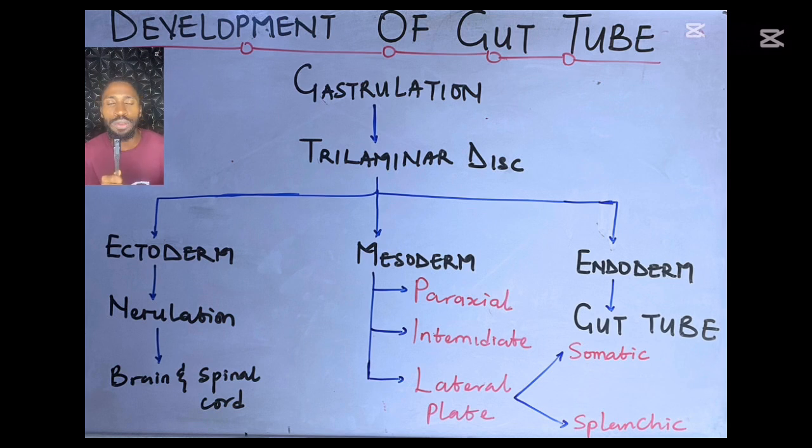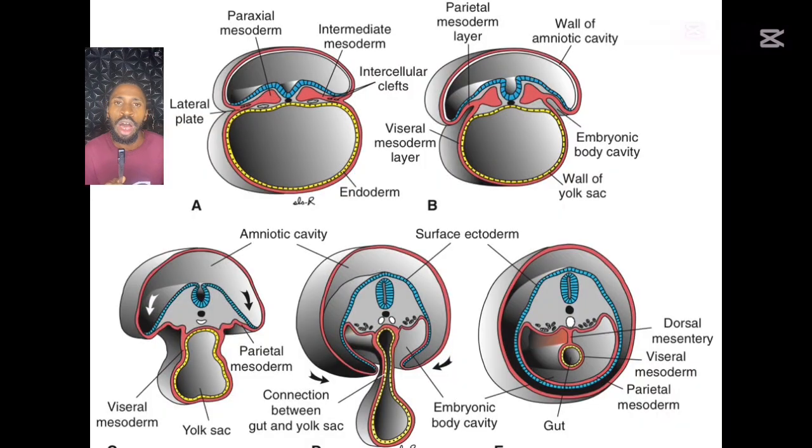But with time, during the further stage of development, what happens? The mesoderm now divides into two layers, specifically the lateral plate part of the mesoderm, because we have three parts of the mesoderm. We have the paraxial mesoderm, the intermediate mesoderm, and the lateral plate mesoderm. The lateral plate mesoderm is divided into a splanchnic or visceral layer, and a somatic or parietal layer. So we have the splanchnic layer, which is also called the visceral layer, and we have the somatic, which is called the parietal layer. When it splits into two, what happens?